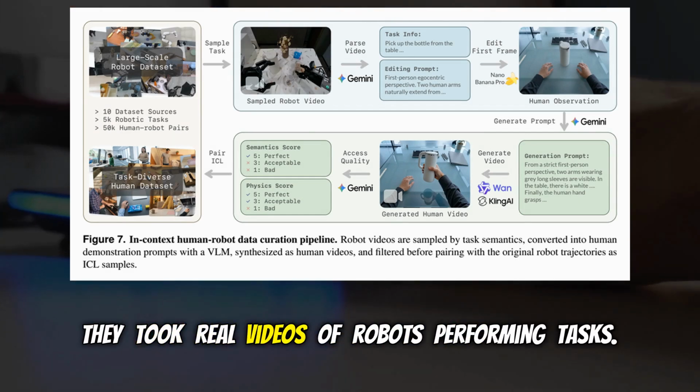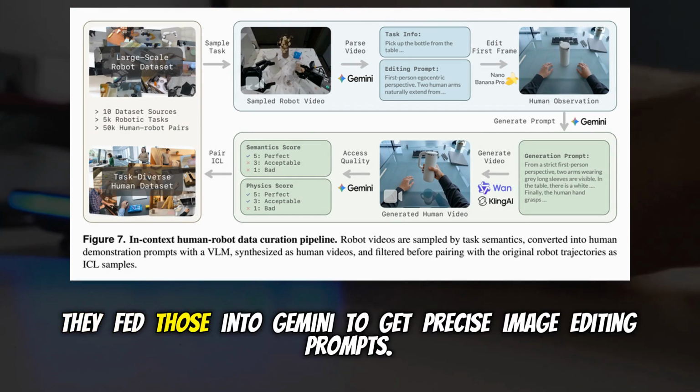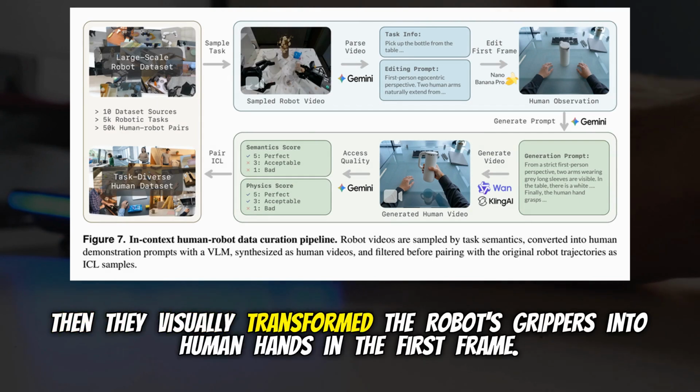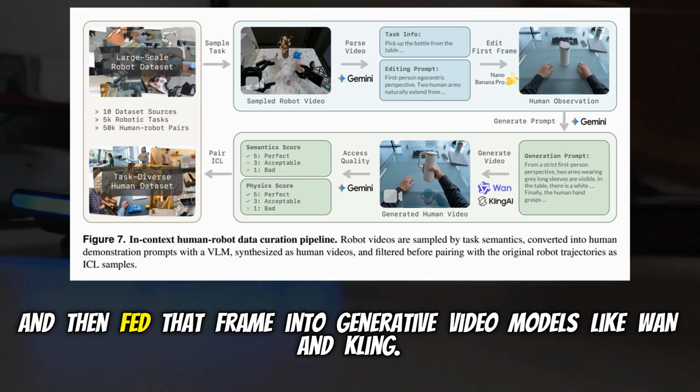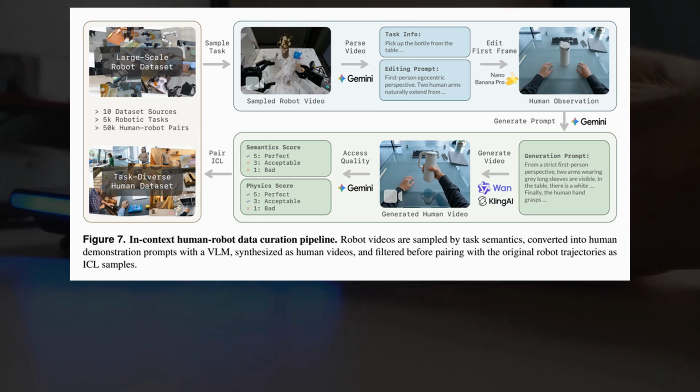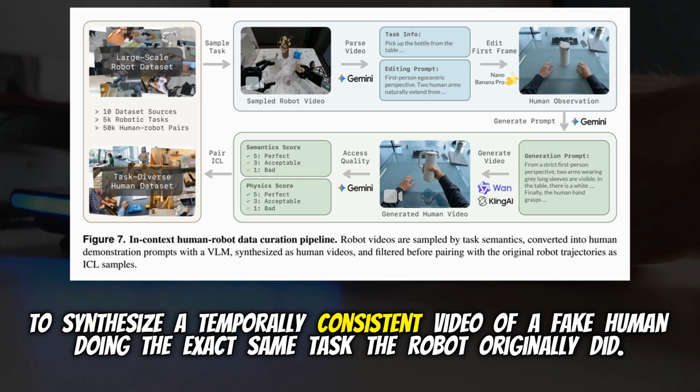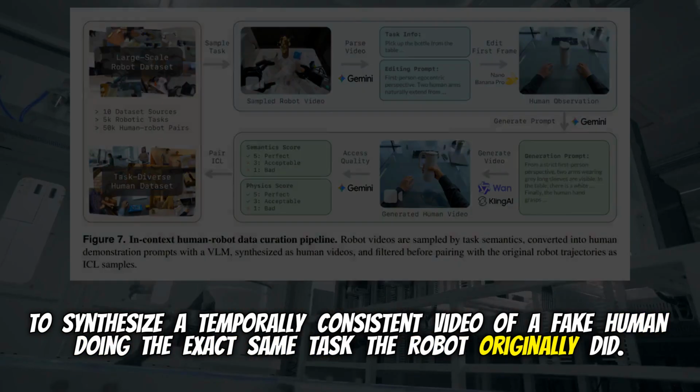They took real videos of robots performing tasks. They fed those into Gemini to get precise image editing prompts. Then they visually transformed the robot's grippers into human hands in the first frame. And then fed that frame into generative video models like Wan and Kling. Yes, to synthesize a temporally consistent video of a fake human doing the exact same task the robot originally did.